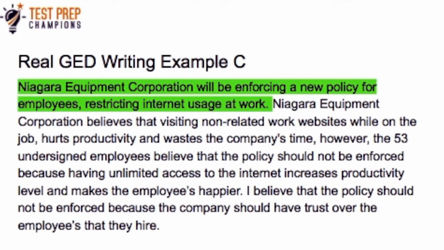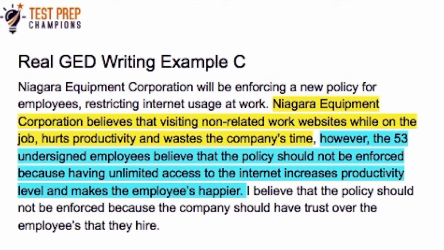So the first sentence here is the topic sentence, and it basically tells us that the corporation's going to start a new policy that's going to restrict internet usage. Now, this topic sentence doesn't necessarily follow one of those formulas that we've looked at earlier, but it does tell us what the topic of the piece is, which is the restriction of internet use. It's really clear which the two positions are, right? There's the Niagara Equipment Corp. They believe visiting non-work-related websites is bad, and then the employees believe that they should have unlimited access to the internet. So it's pretty clear what the two sides are here.